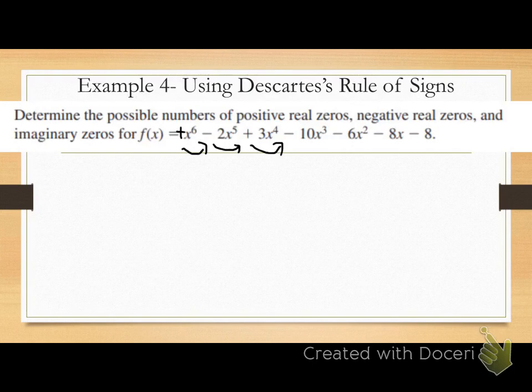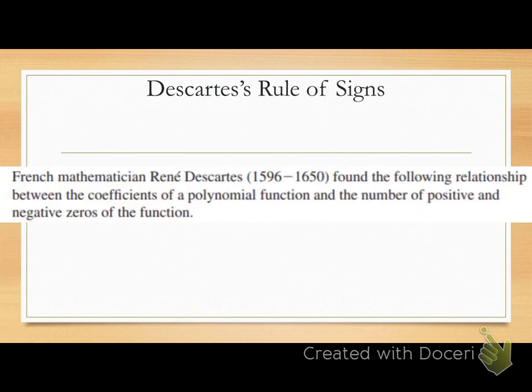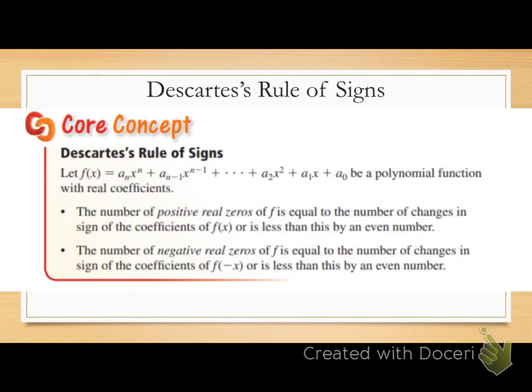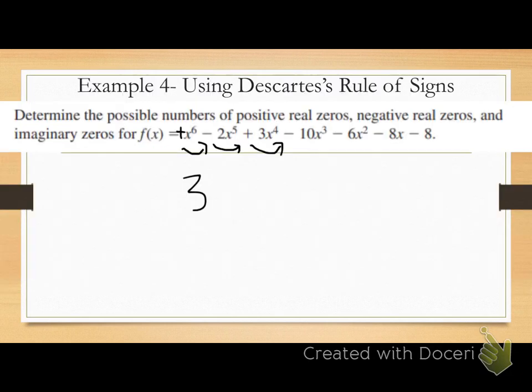So the possibilities of positive real zeros are 3, but from Descartes' rule of signs, or is less than this by an even number. So if I subtract 2 from 3, that would be 1. So the possible number of positive real zeros would be 3 or 1, because there's 3 sign changes.